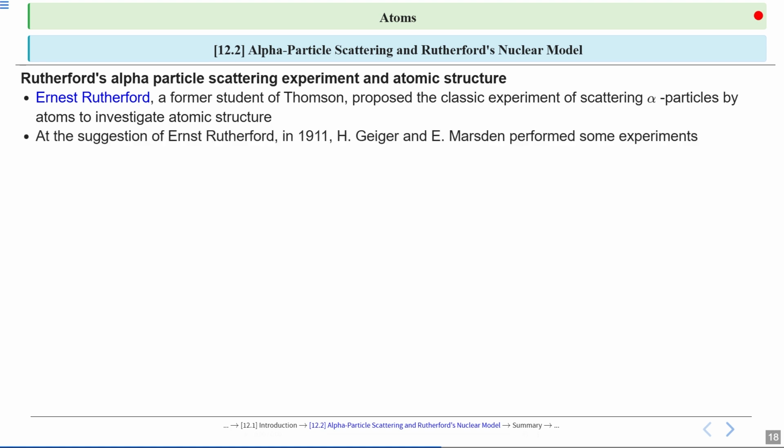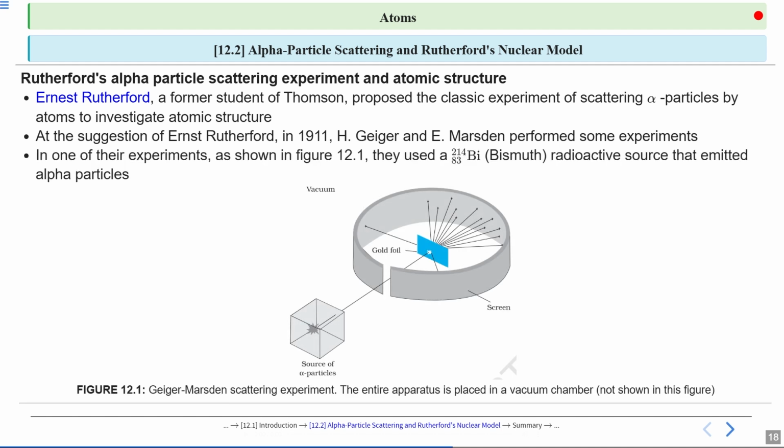Building on Rutherford's idea, in 1911 two scientists named Hans Geiger and Ernest Marsden carried out these experiments. It's important to note that this was a team effort and their careful observations were crucial. In one of their key experiments, they used a radioactive source, specifically bismuth-214, where 214 is its atomic weight and 83 is its atomic number, which emits alpha particles.